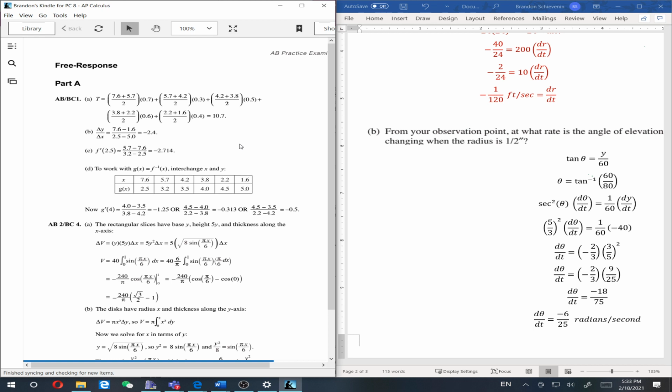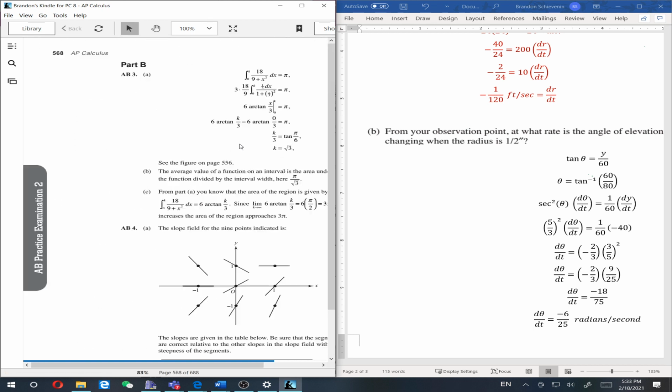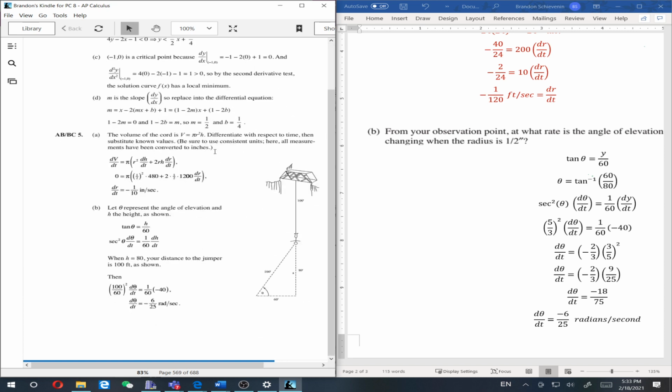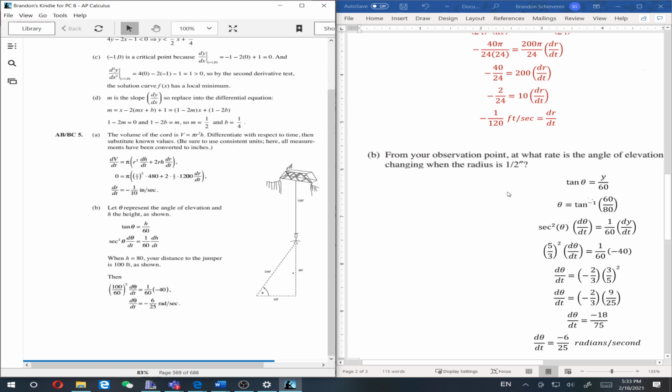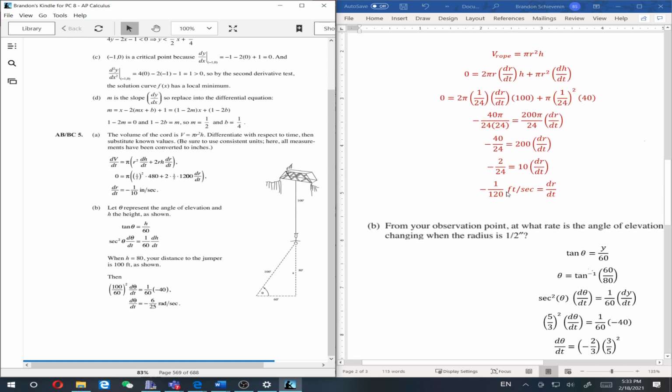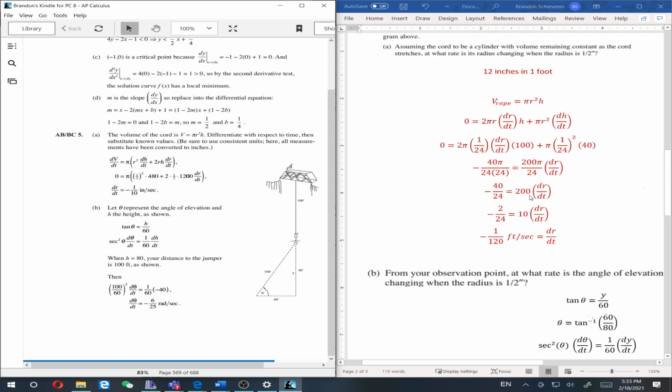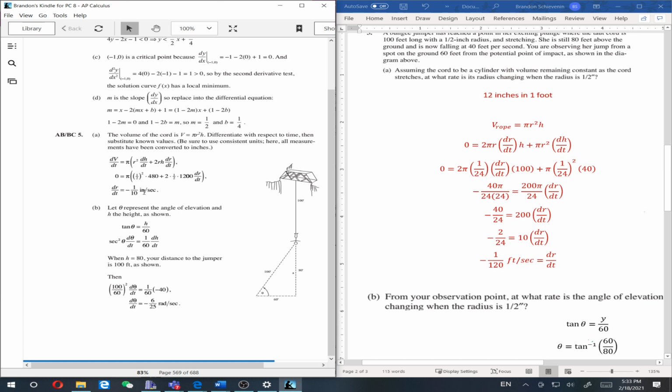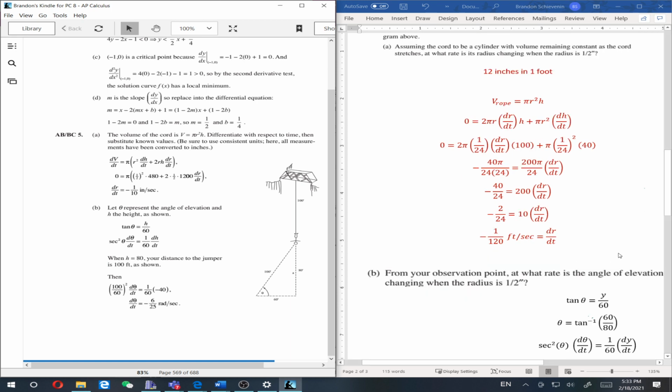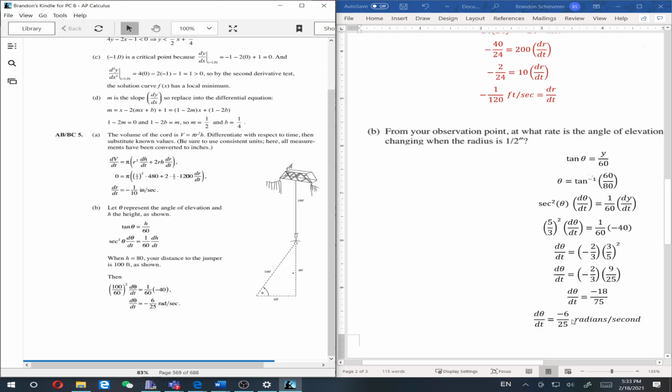Okay, this is BC4. Nope, BC5. Negative 1/10 inches per second, but there are 12 inches in 1 foot. So that answer still matches what we have. And then negative 6/25 radians per second is correct. Okay, so we look good.